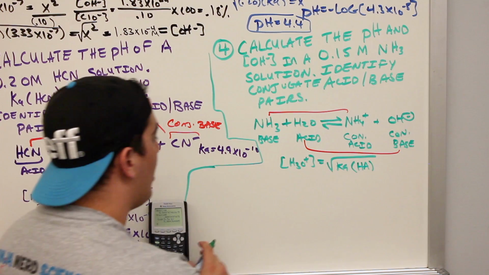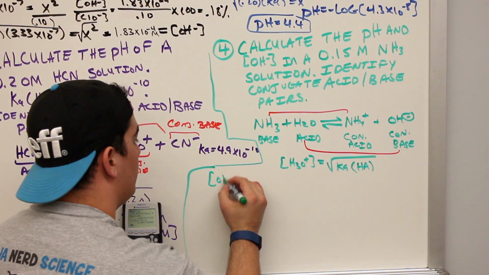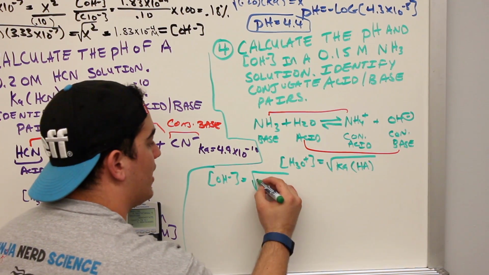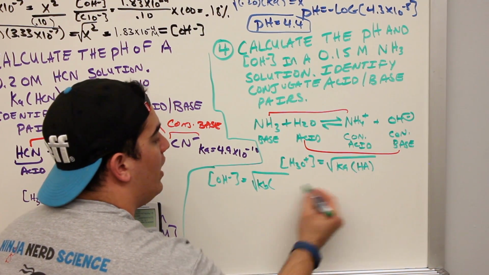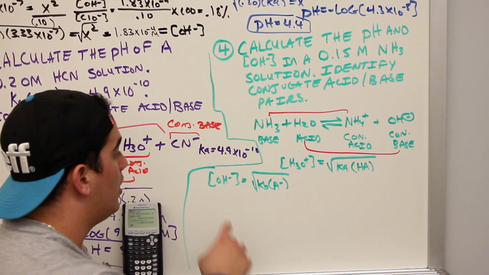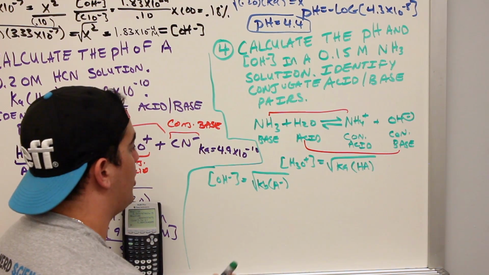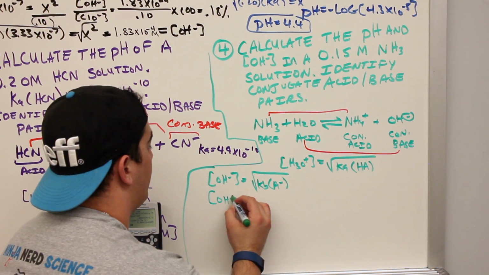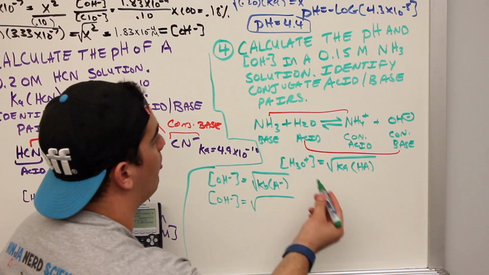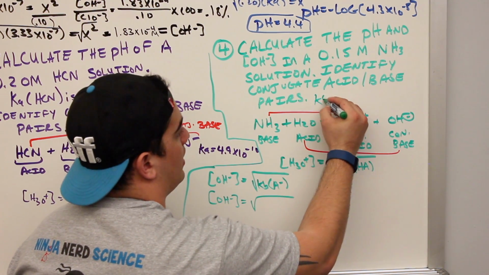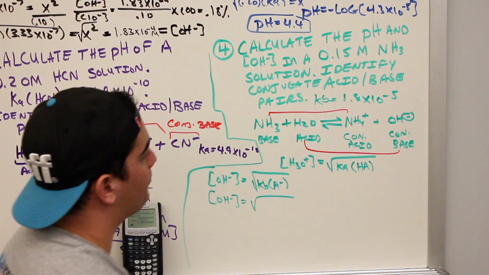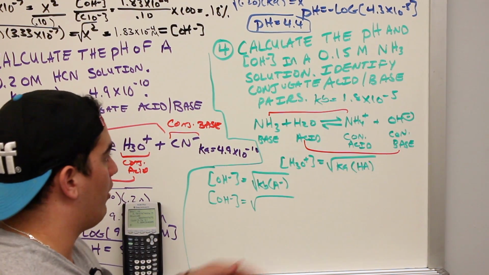The hydroxide ion concentration is equal to the square root. It's not Ka anymore, it's Kb, and it's not a weak acid, it's the weak base concentration. Okay, cool. So let's go ahead and plug this in. Hydroxide ion concentration is equal to the square root of the Kb. What's our Kb here? Well, the Kb of ammonia, we did it over there in the acidity and basicity of salts. It's 1.8 times 10 to the negative 5.